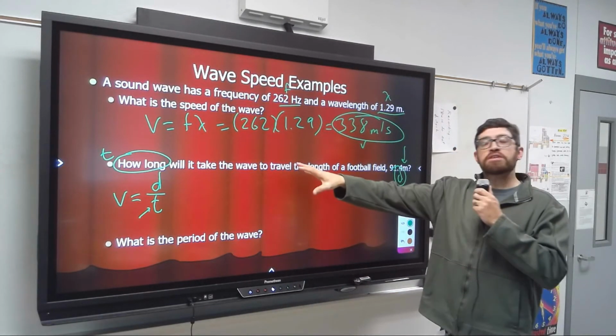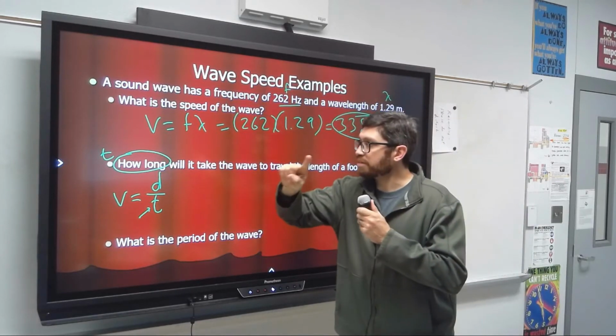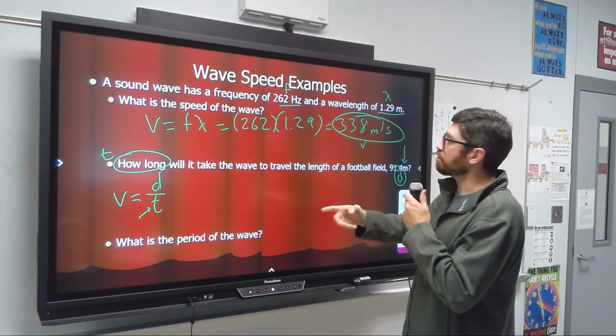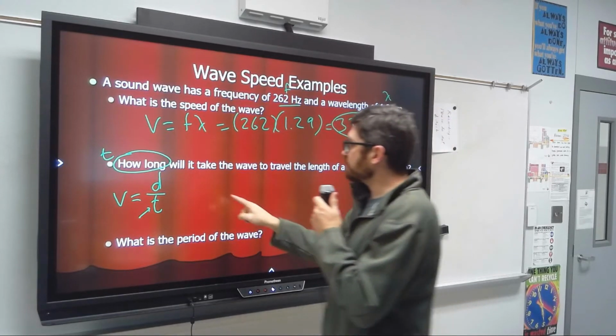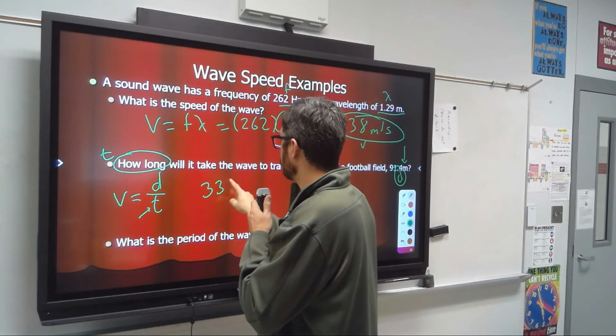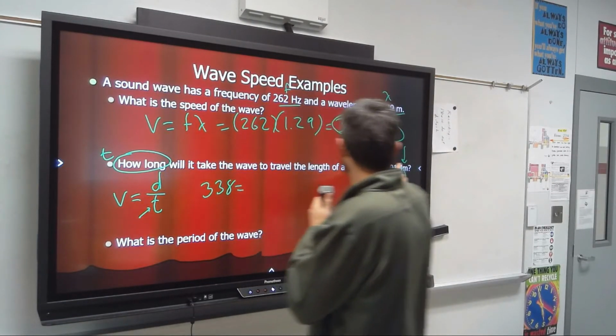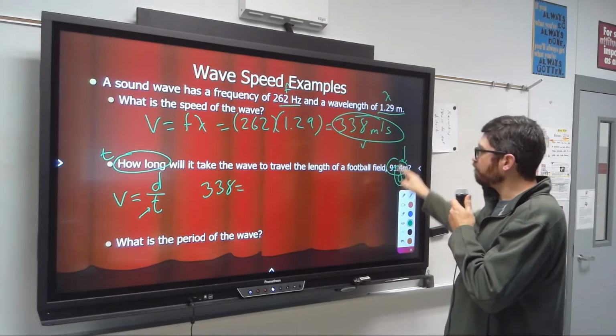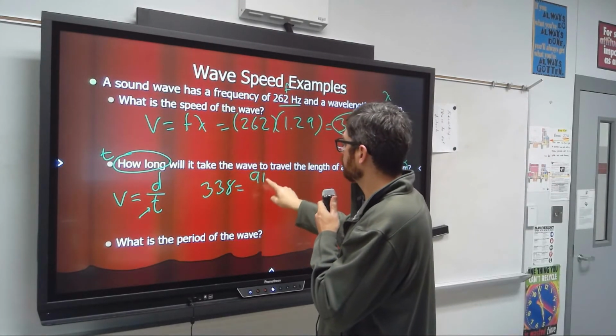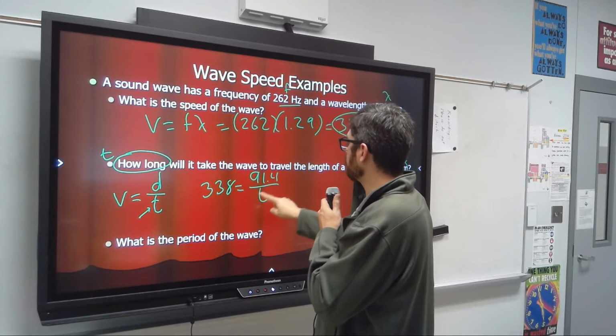This is going to be a little bit different. Now, instead of calculating the distance, we're going to calculate the time. Let's go ahead and plug these numbers in. Our V is 338. It's going to go in here. Our distance is 91.4. And we are solving for time.